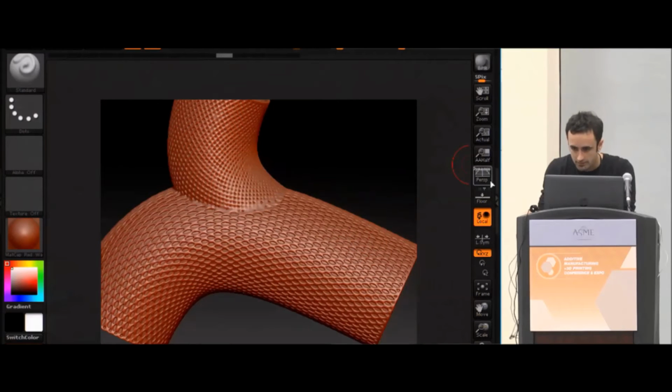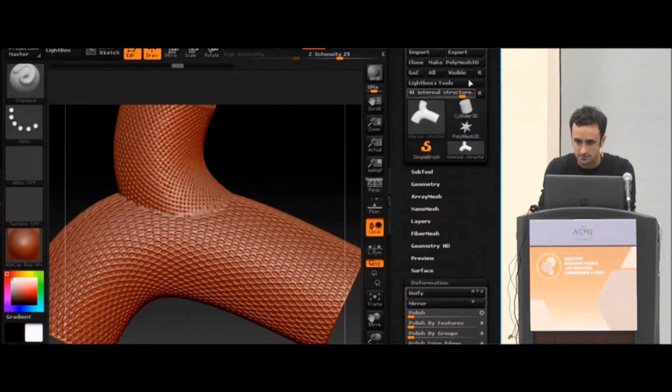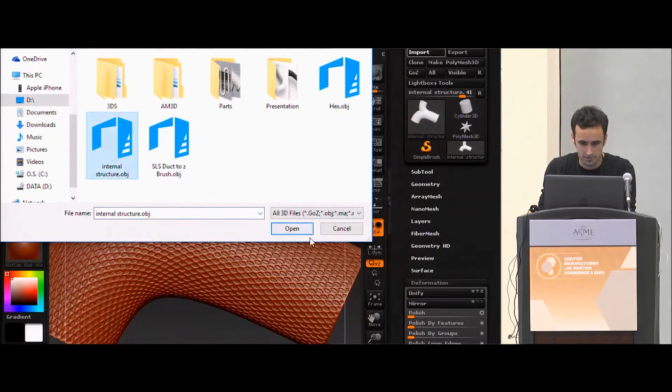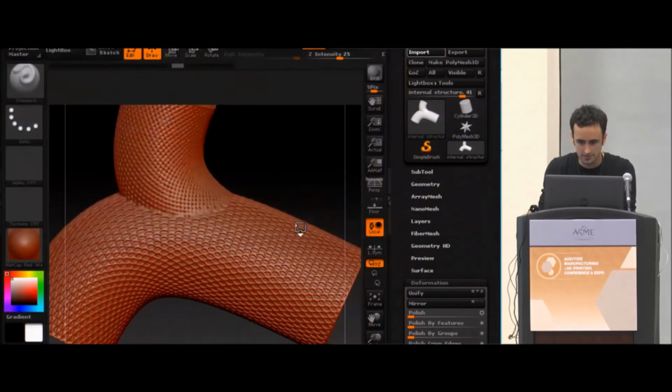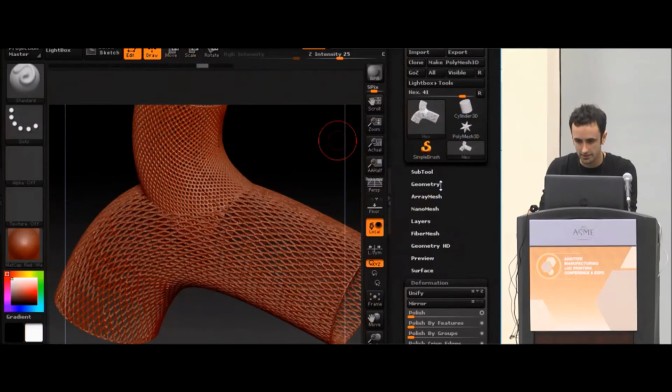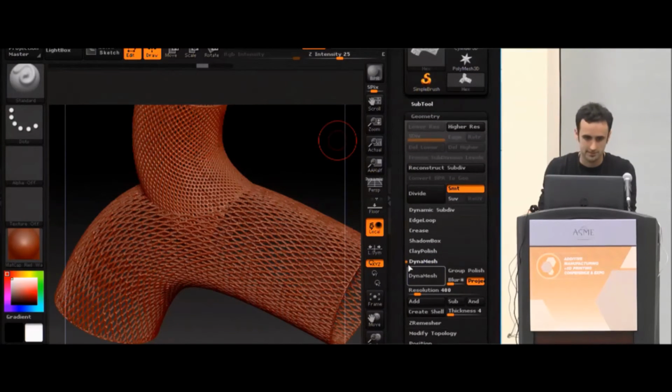Import internal structure. Sorry about that. Got to reload something in real quick.